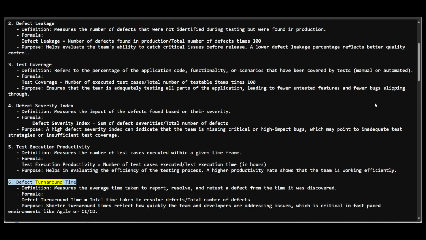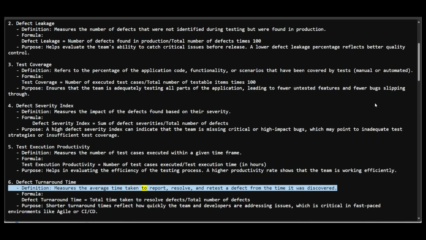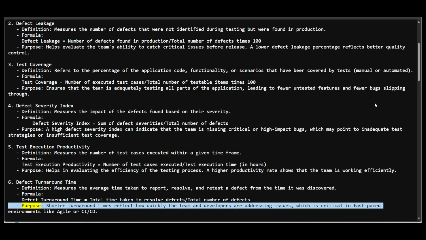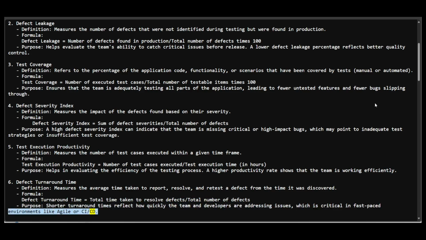6. Defect turnaround time. Definition: measures the average time taken to report, resolve, and retest a defect from the time it was discovered. Formula: defect turnaround time equals total time taken to resolve defects / total number of defects. Purpose: shorter turnaround times reflect how quickly the team and developers are addressing issues, which is critical in fast-paced environments like Agile or CI/CD.